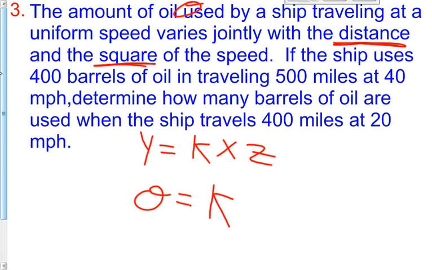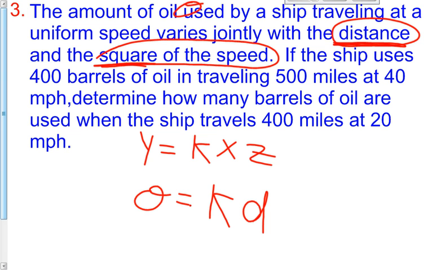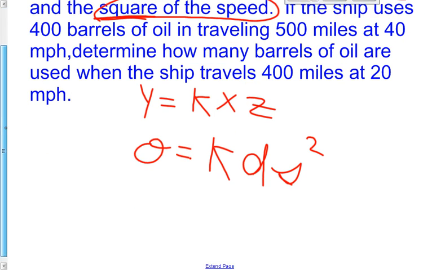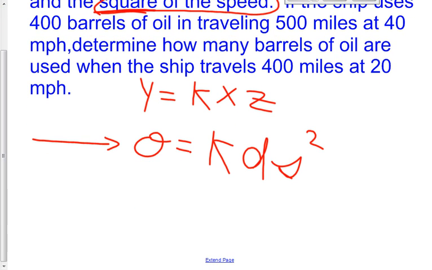multiplied by, so it varies jointly with what? The distance, so we'll just call that d. And what else? The square of the speed. So we'll use speed squared. Is everyone okay with that? Let's talk about this for 1 second. Here's our equation. The amount of oil used by a ship is jointly related to the distance and the square of the speed, or the speed squared. So there is our equation.